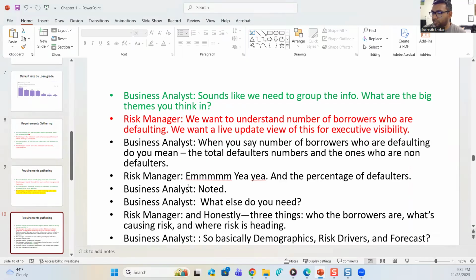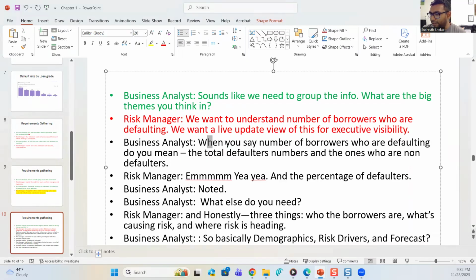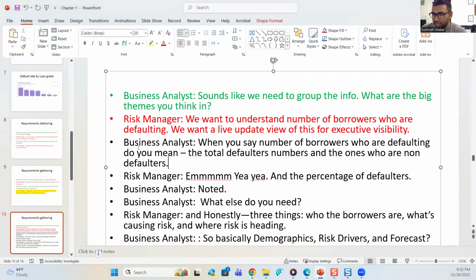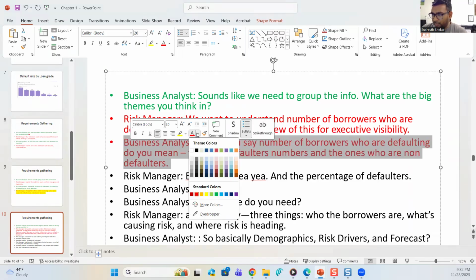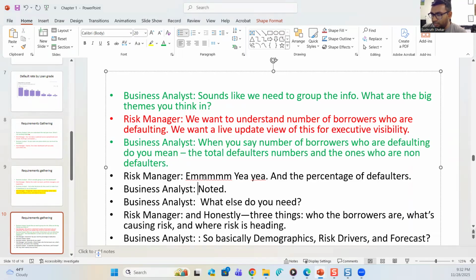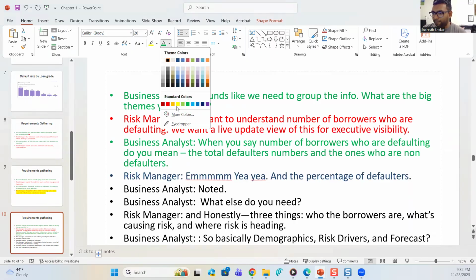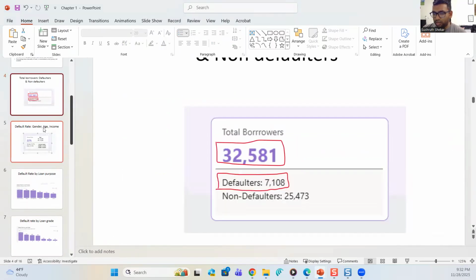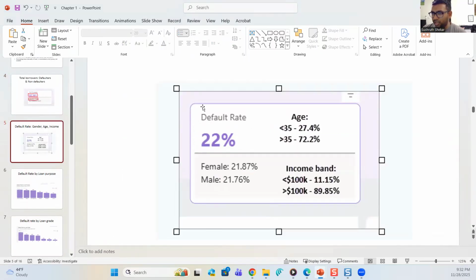Moving on. When you say number of borrowers who are defaulting, do you mean the total defaulters number and the ones who are non-defaulters? So I'm just verifying as a business analyst. Is that what you mean? And the risk manager kind of thinks about it and says, yeah, and the percentage of defaulters, right? And what does he mean by that? Here it is, right?